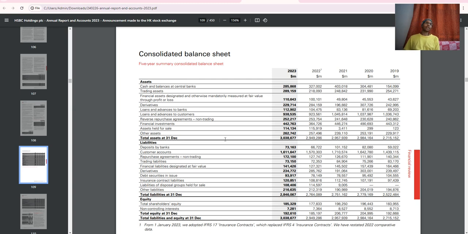Even in case of liabilities, you can see deposits by the banks, customer accounts, repurchase agreements, trading liabilities, financial liabilities designated at fair values, derivatives, debt securities in issue, insurance contract liabilities. This is basically we start with the most liquid and then go on in terms of reduced liquidity gradually, and that is the way both assets and liabilities have been arranged, right? So this is an ideal example of liquidity based balance sheet presentation.